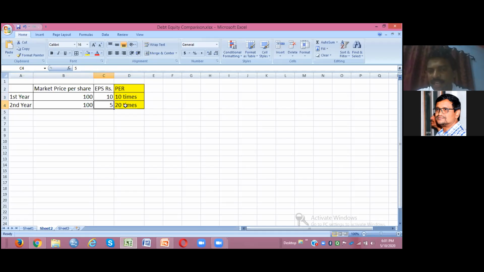Now, over to the participants. When the P ratio has increased from 10 times to 20 times, is it a better performance in the second year for the company? Looking into the intricacies of the increase and decrease in the market price and the earnings per share, there is an increase in PE ratio. Is it a good sign, or is it not a good performance by the company? Considering only this example.